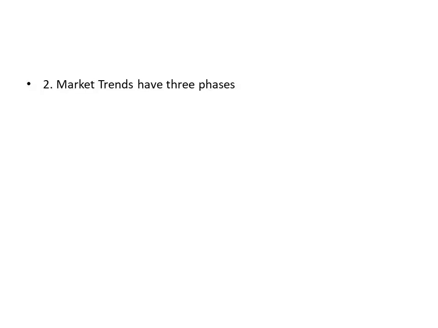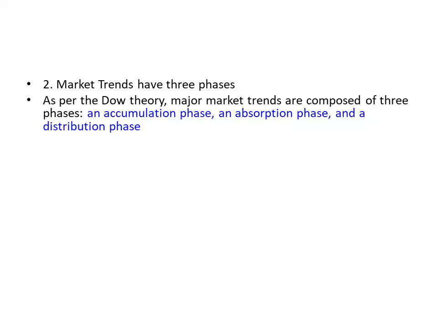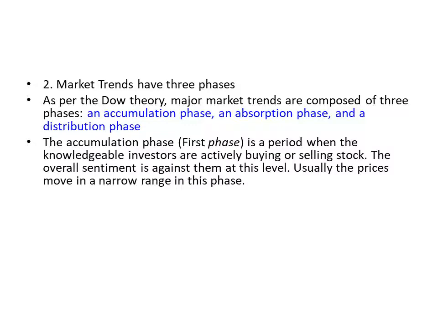Second tenet, market trends have three phases. As per Dow theory, major market trends are composed of three phases: an accumulation phase, an absorption phase, and a distribution phase. The accumulation phase, the first phase, is a period when the knowledgeable investors are actively buying or selling stock. The overall sentiment is against them at this level. Usually, the prices move in a narrow range in this phase.